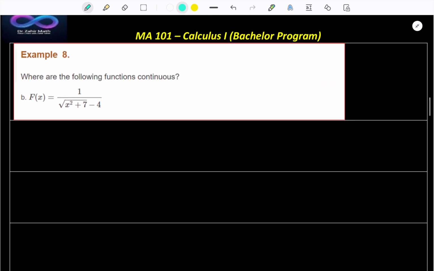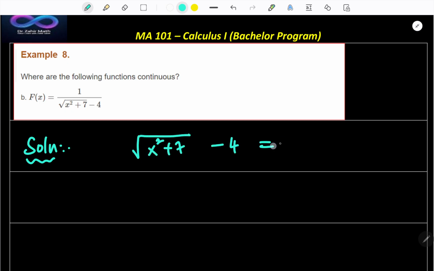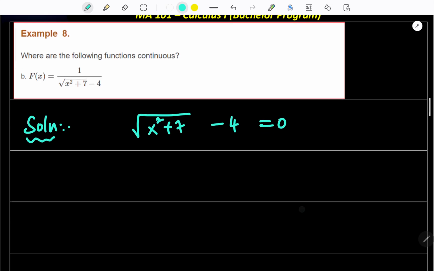Where are the following functions continuous? Again, they are asking continuous, right? Let's go to the solution now. The denominator is square root of x square plus 7 minus 4 equal to 0. I want to find the value of x. So what I will do, this number I'll take this side. Square root of x square plus 7 is equal to 4.